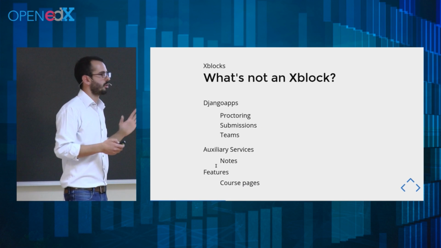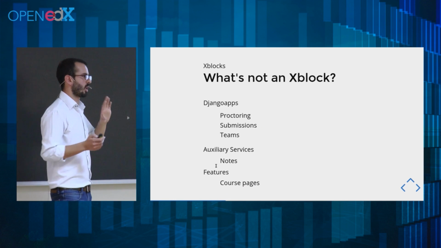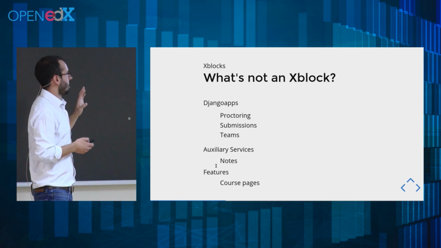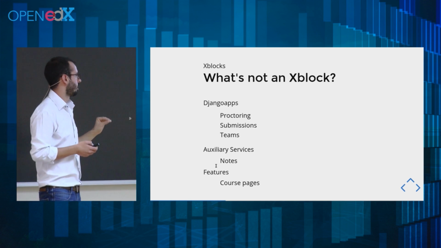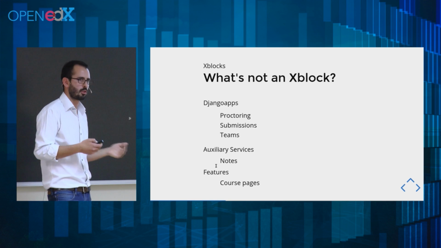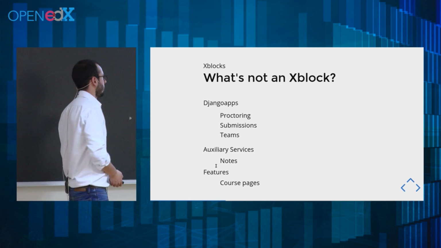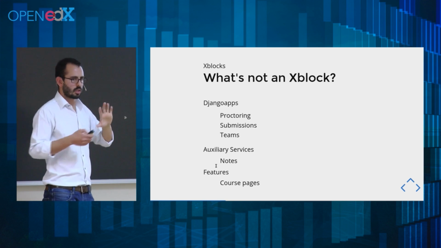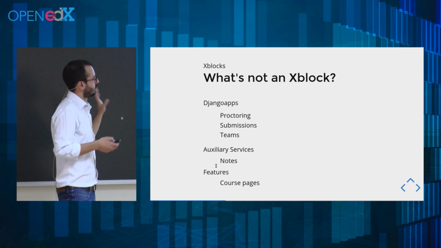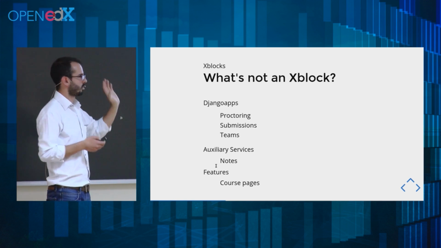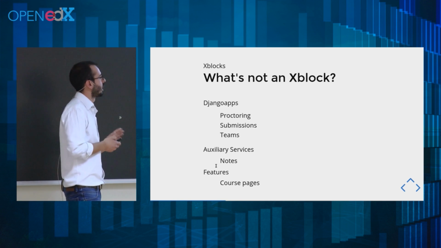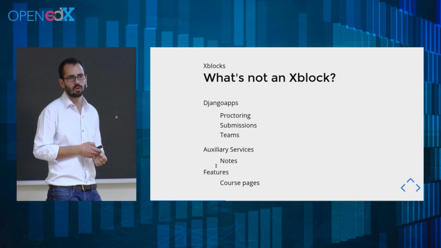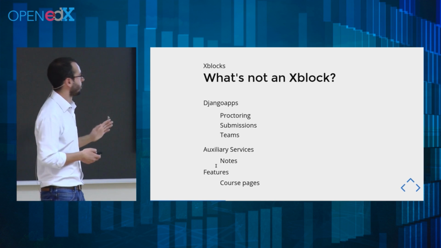Just to be sure of what we're talking about, what's an Xblock and what is not an Xblock. So Django apps are not Xblocks. A lot of the features of the platform are inside of Django apps, and you sort of turn them on and off, and that's not Xblocks. Auxiliary services, notes, or discussions, that sort of thing is also not an Xblock. There's some work to bring discussions to play along with Xblocks nicely, but that's in the works. And some features like course pages in the studio. There are other extension points that are not Xblocks, just to be sure.